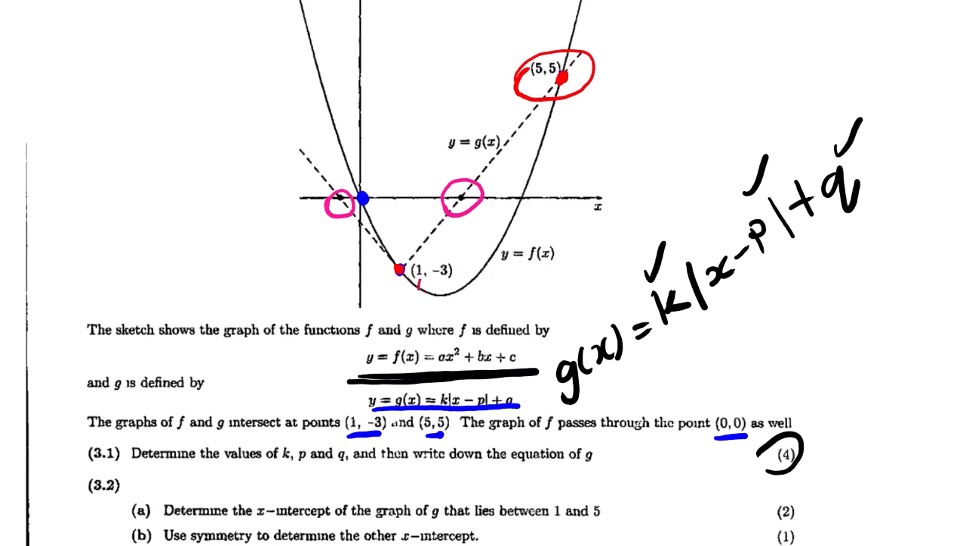So let me actually erase everything here. So we are looking for this point here. As you can see, it lies between 1 and 5. So we have two x-intercepts. This is the first one, this is the second one. So the question specifically gives us the interval. It's saying from 1 to 5. So this is the x-intercept we are looking for.